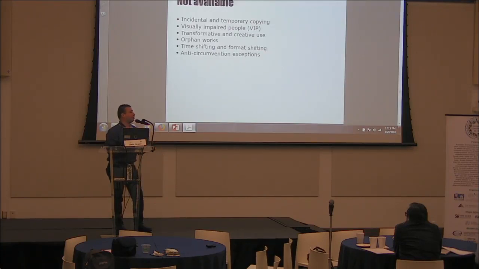Temporary copying, I think this is very basic, especially when the internet came, countries were including temporary copying as an exception. Transformative and creative use, this is really in relation to the internet. They don't have that. Orphan works, nothing. Time shifting and format shifting, you know, many countries included that. Anti-circumvention exceptions: they have a provision in relation to anti-circumvention, but they don't have any exceptions in relation to anti-circumvention, like for police, for research, and so on. They don't have any of that.